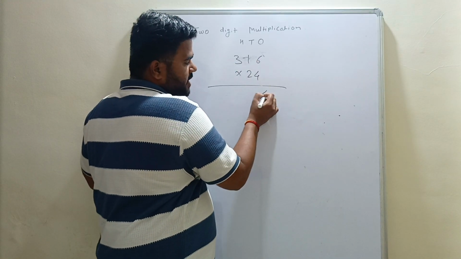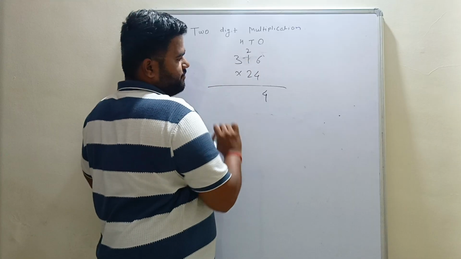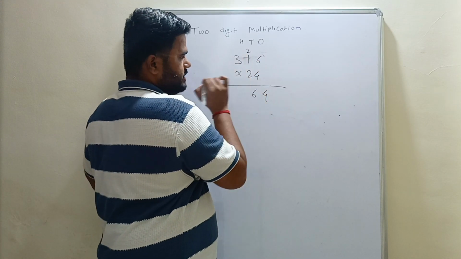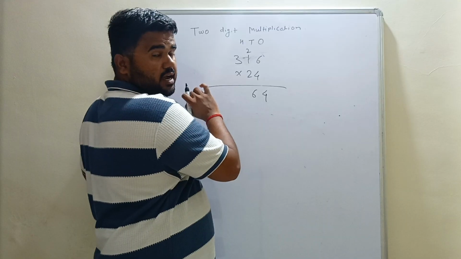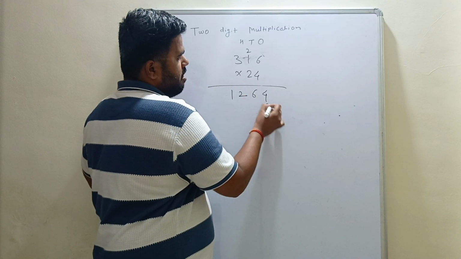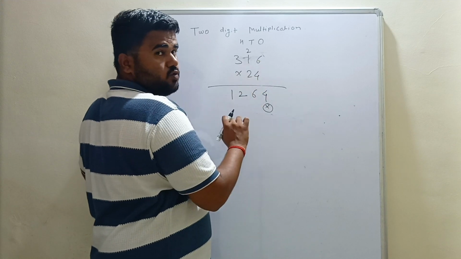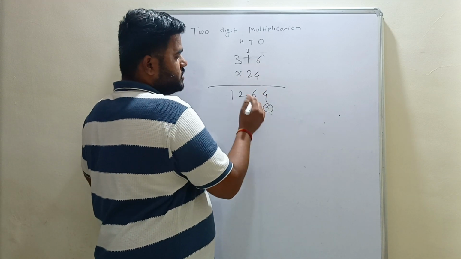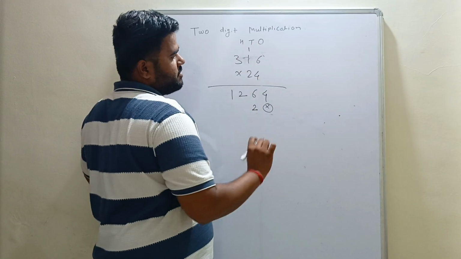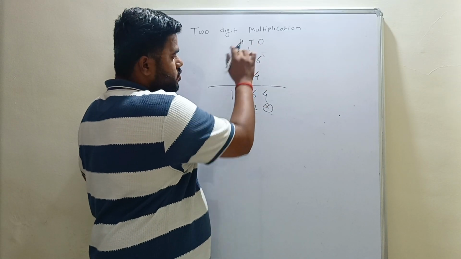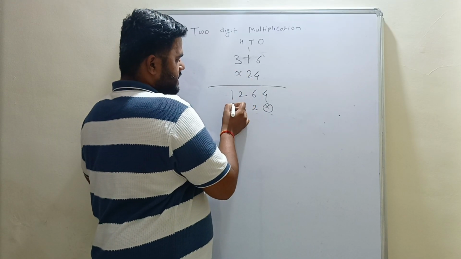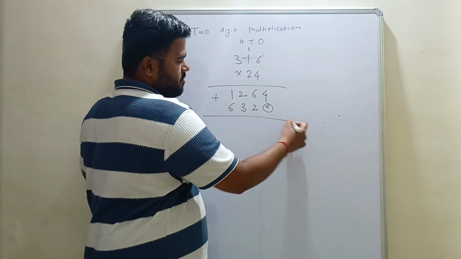First, we will multiply 4 with this number 316. 4 6s are 24, 2 carry. 4 1s are 4 plus 2 is 6. 4 3s are 12. Then 2 6s are 12, 1 carry. 2 1s are 2 plus 1 is 3. 2 3s are 6. This is two layer multiplication.